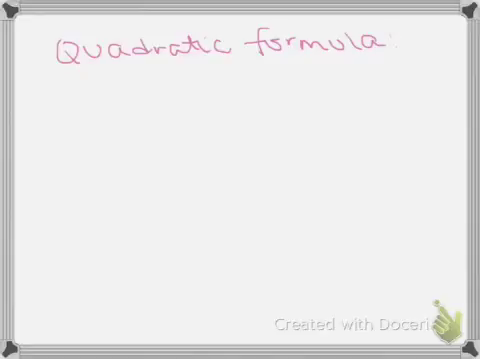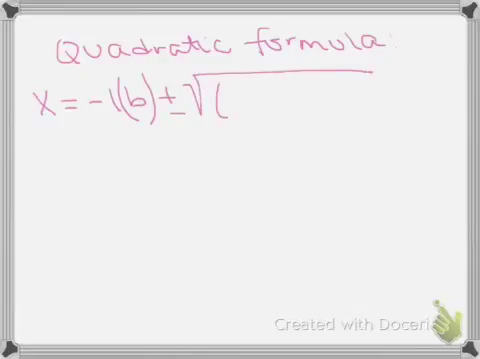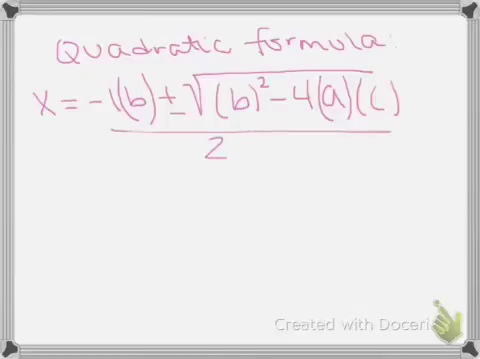The quadratic formula is a really long formula, but we're going to go ahead and get it written down. So it's negative 1 times b, you can put parentheses around that, plus or minus the square root, big old square root, of b squared minus 4 times a times c, all over 2a.